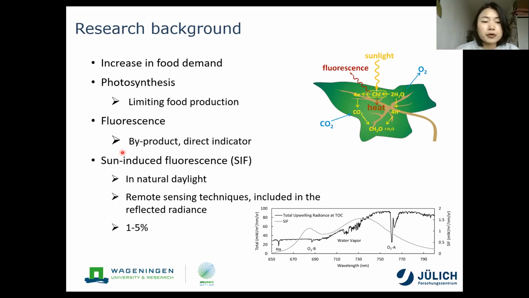Sun-induced chlorophyll fluorescence is the fluorescence signal produced in natural daylight, and this signal can be acquired by remote sensing techniques. SIF signals are included in the reflected radiance, but the SIF signal is very weak. It only accounts for 1 to 5% of the reflected radiance.